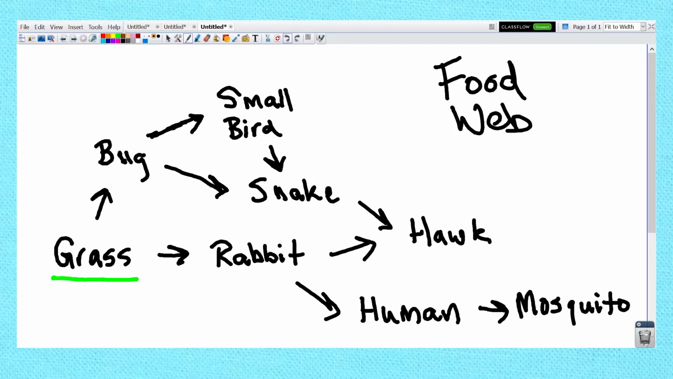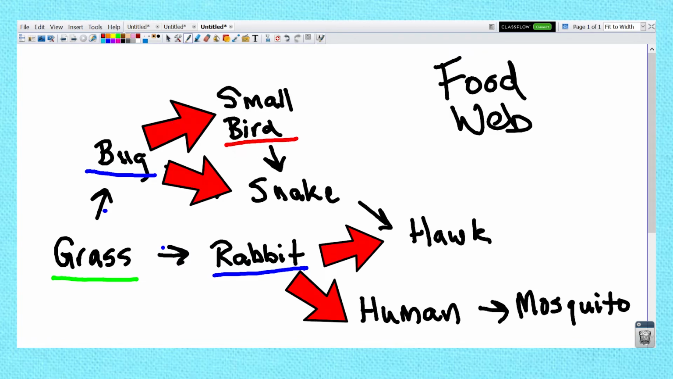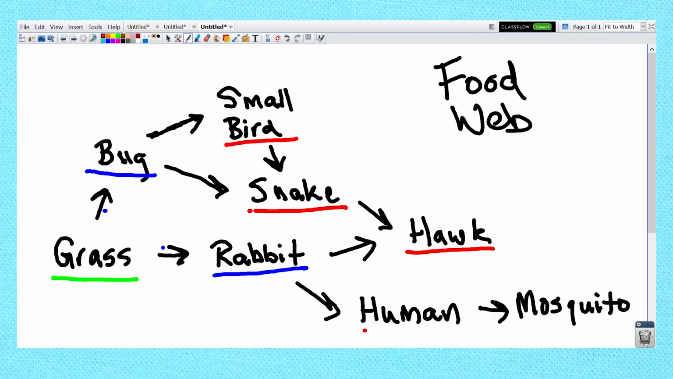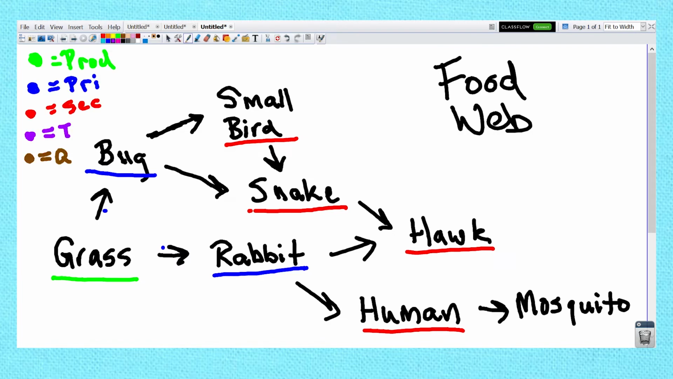So we got our grass as our green, we got 2 arrows pointing away from it. That means bug and rabbit are both primary consumers. So now we're going to do the same thing for secondary. Any arrows pointing away from a blue is a red. That's small bird, snake, hawk, and human. So now you can kind of see where it is going to have problems. You actually have reds all over the place, and it's not a simple chain like we've been working with. So it almost looks like small bird, which is a secondary, gets eaten by snake, which is a secondary, but snake also gets eaten by a secondary. So that doesn't make sense, but don't worry, we're not done.